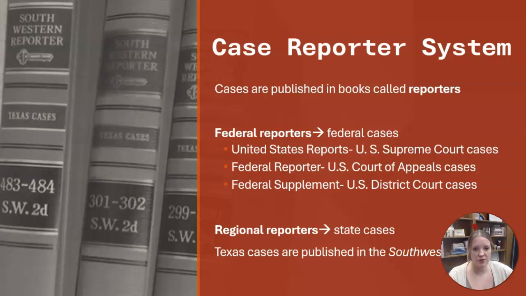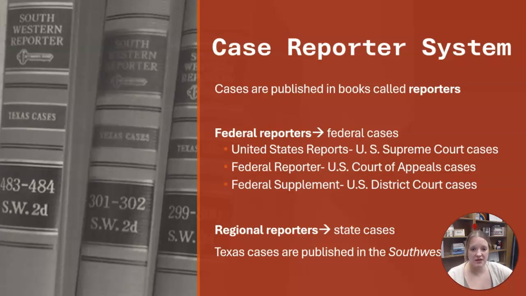So, what about the reporter system? Cases are published in books that are called reporters, right? Your federal reporters will house federal cases, whereas your regional reporters will house cases from different regions within the U.S. These reporters can organize by jurisdiction, they can organize by topic, right? The way that these are laid out is in chronological order.